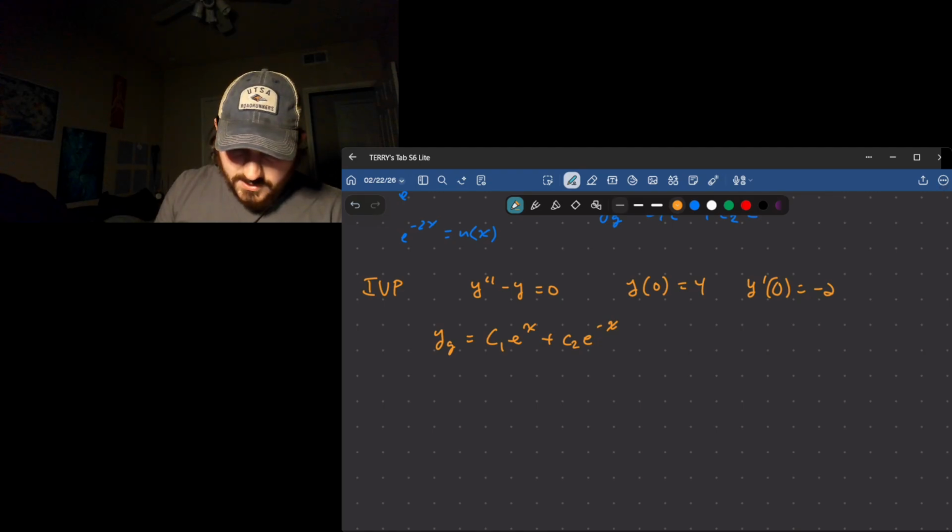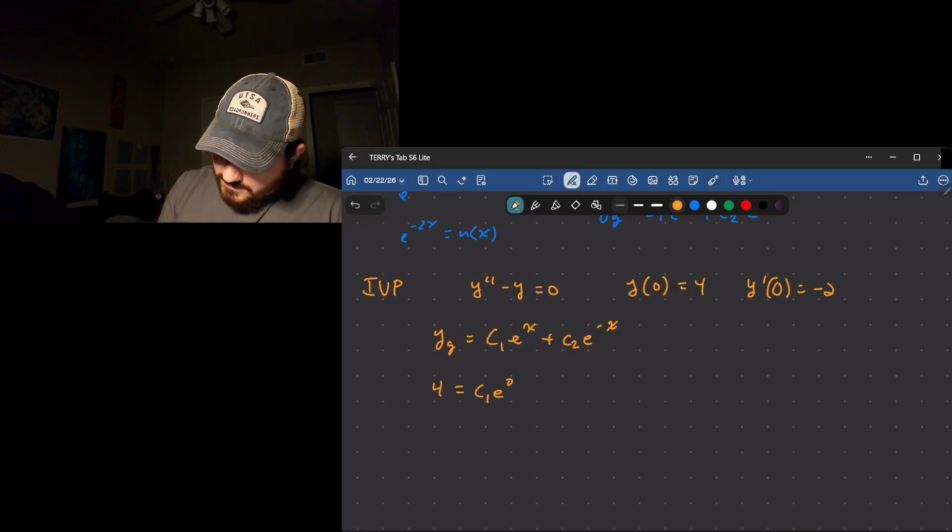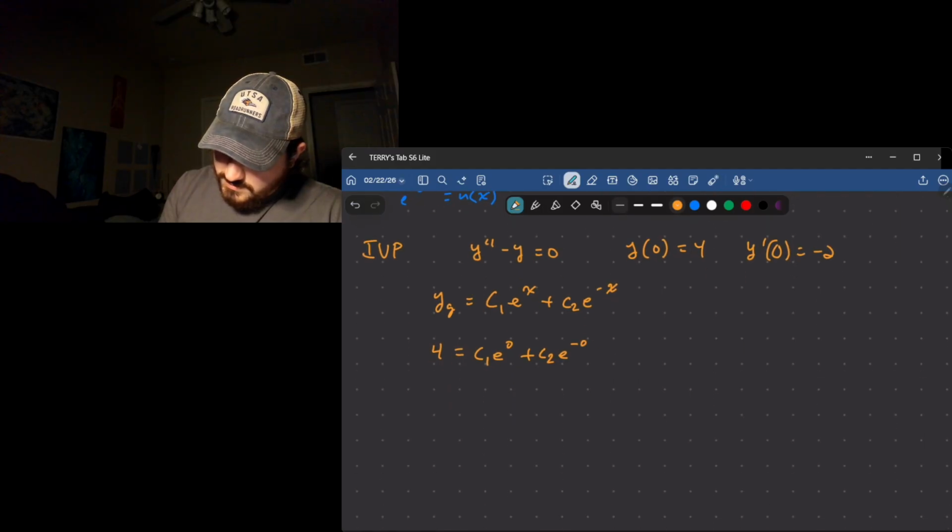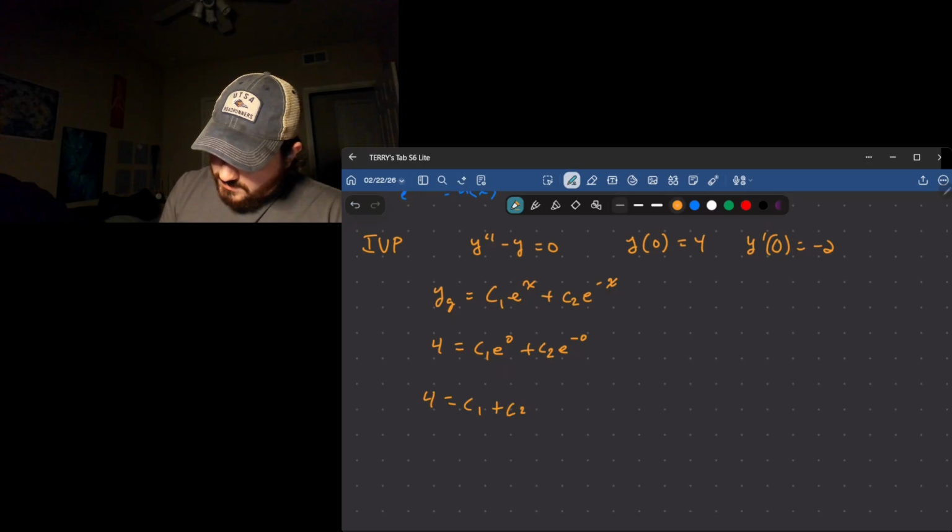So now we can just go straight into our initial value problem solution here. We're going to say this y is going to be 4, and then everywhere we have an x, we're going to plug in a 0. Right? This is stuff we should probably feel pretty good at this point in the course. So we now have 4 is equal to c1 plus c2. And then we're going to do the same thing with our other condition here, except we need y prime.